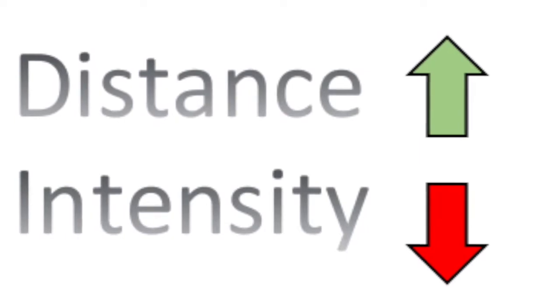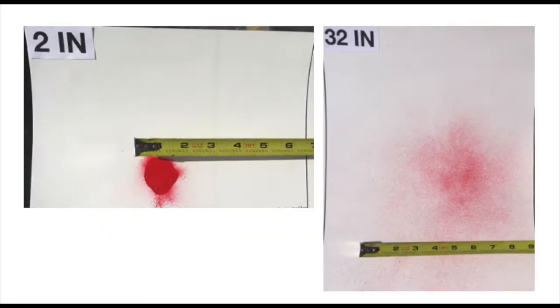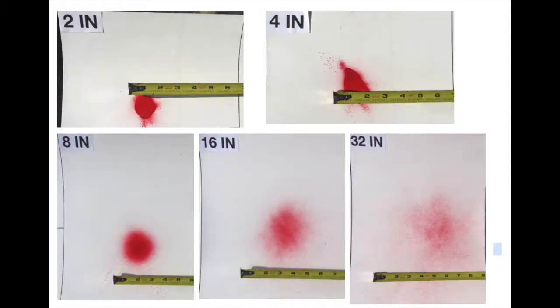Notice how from my original distance of 2 inches to 32 inches, the circle is much smaller at 2 inches than the circle of paint at 32 inches. But here is where intensity plays a factor into distance. As you can see, at 2 inches, the paint is much more intense, but as we moved back further to 32 inches, the paint became less intense.